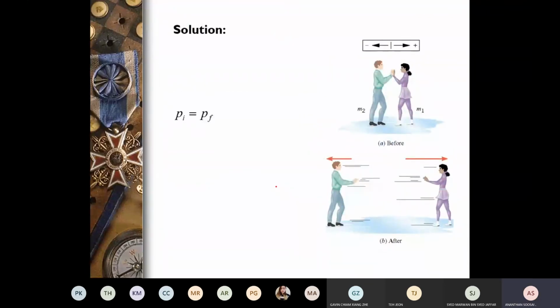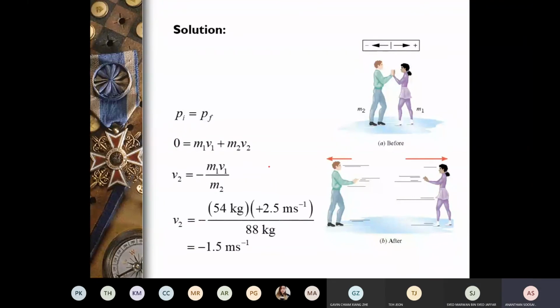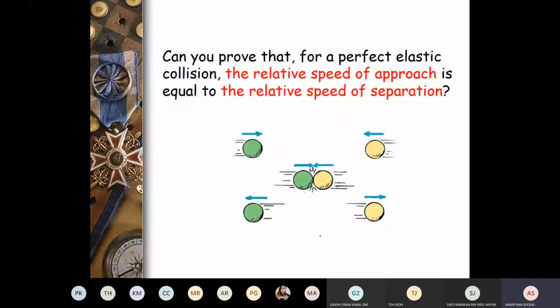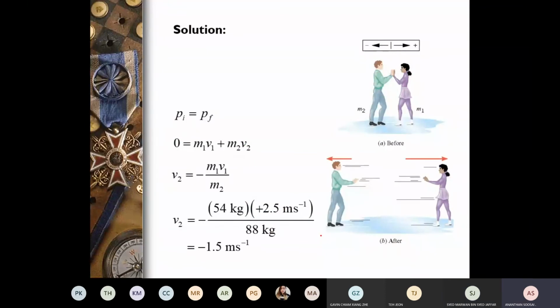So yeah, the momentum, initial and final. This is what we did: 0 before collision, m1 v1 plus m2 v2. So v2 is like this, and you get the final answer. It's negative 1.5. Negative tells you it is moving to the left. Yes. Okay, solution. So yeah, this is about momentum.